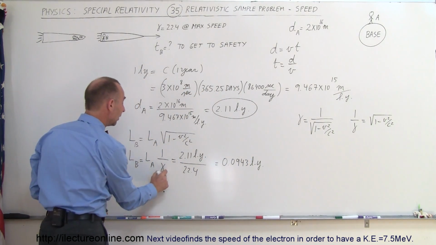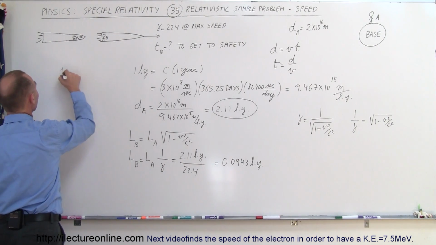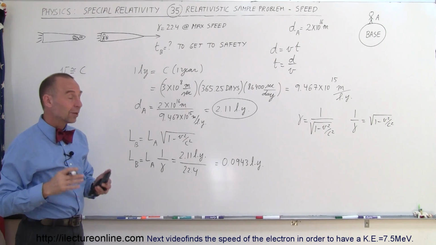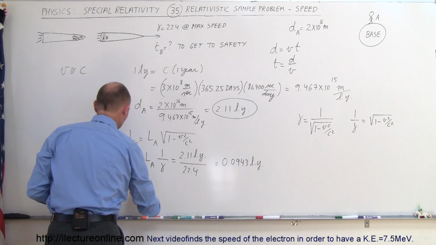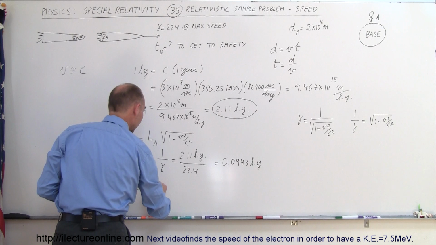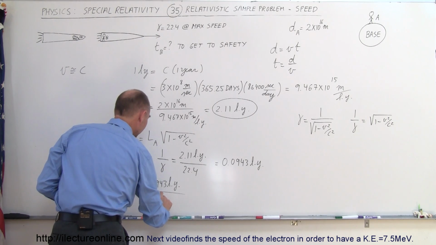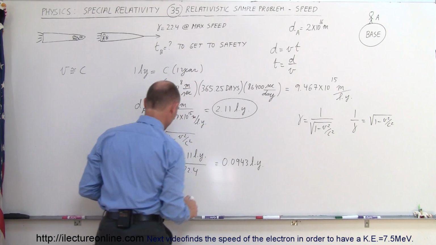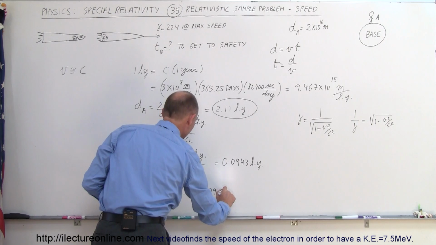And since gamma is equal to 22.4, you know that your velocity is going to be very, very close to the speed of light. In other words, the time it will take you to get there is this many years. The time will be equal to 0.0943 light years, which is the distance, divided by the speed of light, because time is distance divided by velocity. And so in this case, that will be 0.0943 years.